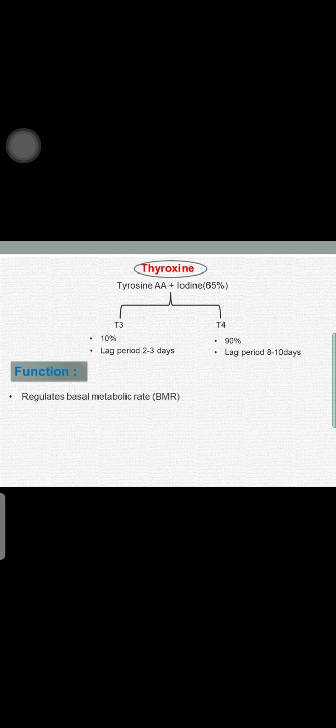The function of the thyroxine hormone: it regulates the basal metabolic rate, or BMR, through cellular respiration and ATP production by the mitochondria, and thus results in controlling all physical, mental and sexual growth and results in what is known as the calorigenic effect.